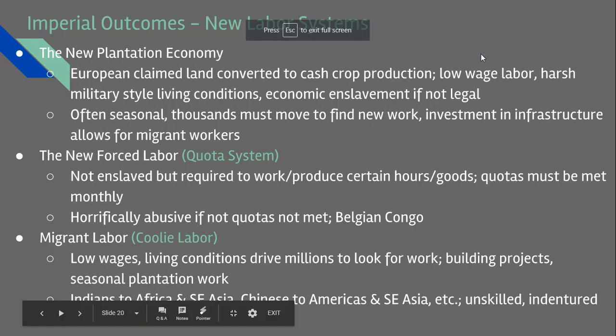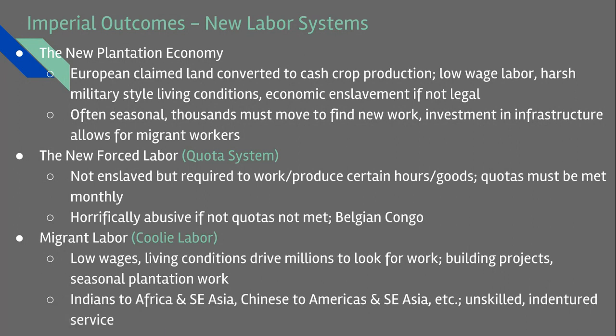Something else that needs to be looked at in this time period is the new labor systems that develop in these colonized areas. In the same way that when Europeans colonized the Americas and the native population began dying out in large numbers, Europeans were forced to find new sources of labor and new methods of labor in order to extract the resources and the raw materials that they wanted out of the Americas. And in the 19th century, the same thing has to be done as well.